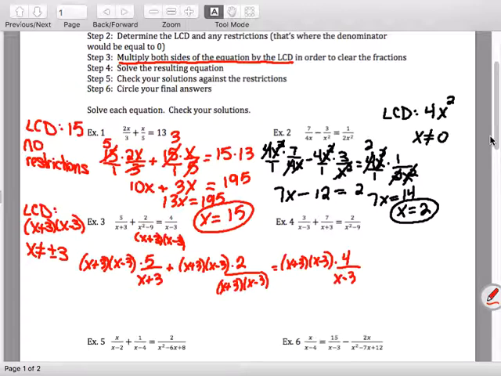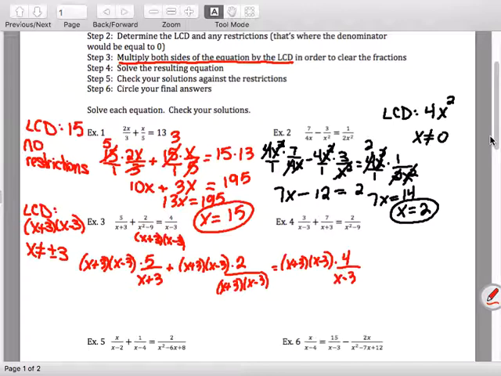So step 1, if possible, factor each denominator. So I had a denominator that I could factor, the x squared minus 9. Step 2, determine the LCD. It's x plus 3 times x minus 3. You find the LCD by taking each unique factor. If a factor appears more than once and they don't have the same exponent, you take the higher exponent. To find the restrictions, you take the LCD, set it equal to 0.